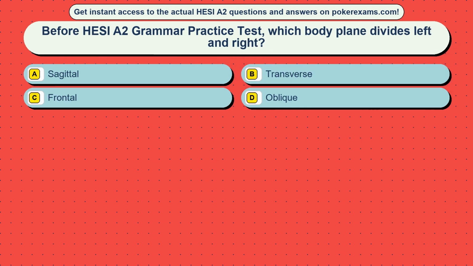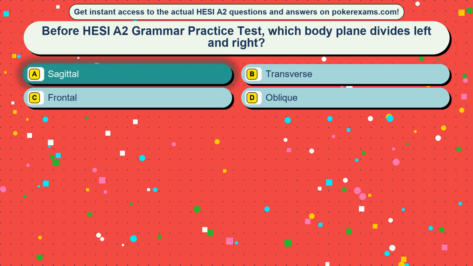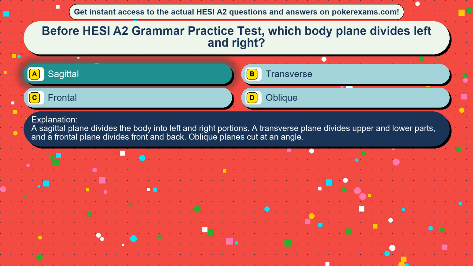Question 25. Before HESI A2 Grammar Practice Test, which body plane divides left and right? Option A, sagittal. Option B, transverse. Option C, frontal. Option D, oblique. The correct answer is option A, sagittal. A sagittal plane divides the body into left and right portions. A transverse plane divides upper and lower parts, and a frontal plane divides front and back. Oblique planes cut at an angle.